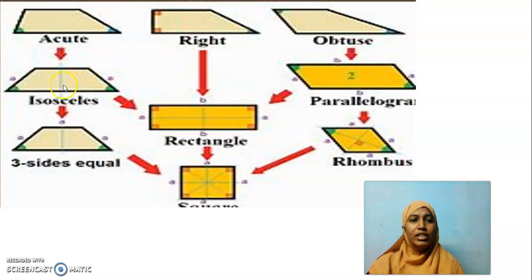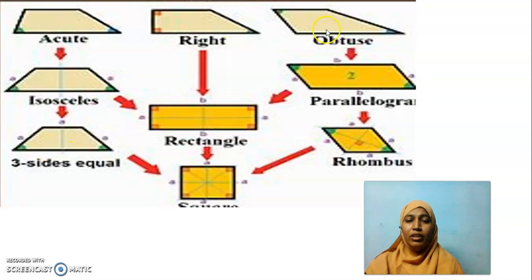Here in an isosceles trapezium, the base angles will be equal. Same, it is an acute trapezium only, but the angles will be equal. So the sides will also be equal. The non-parallel sides will also be of equal measure. If this is 3 cm, this will be 3 cm. If the angle is 30 degrees here, here also 30 degrees. Is it clear? So every isosceles trapezium is an acute trapezium.